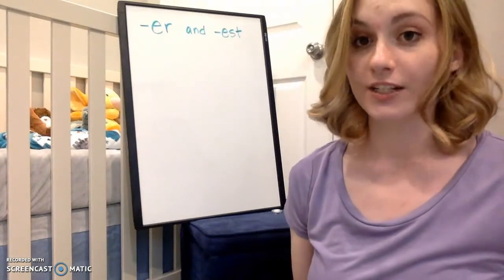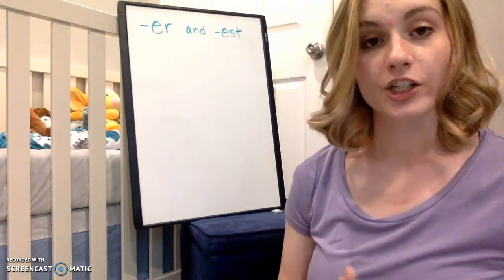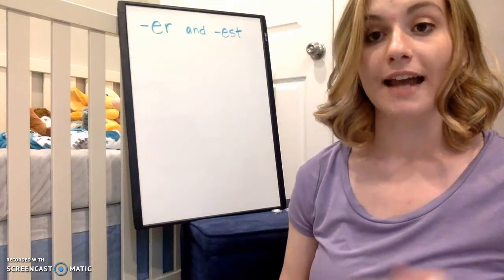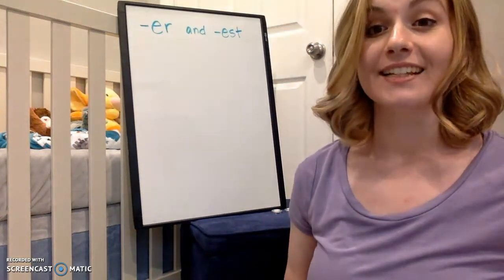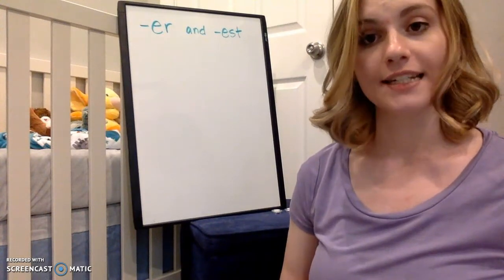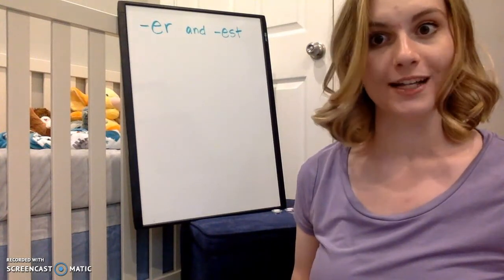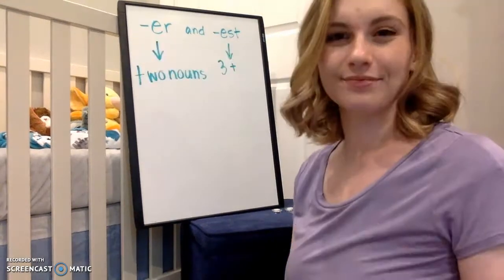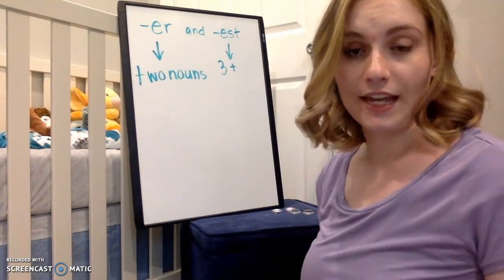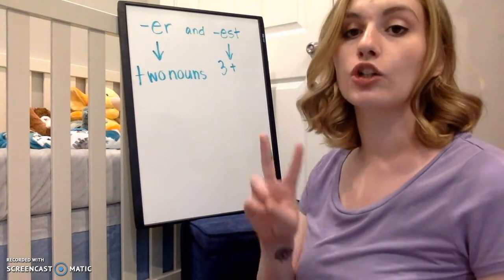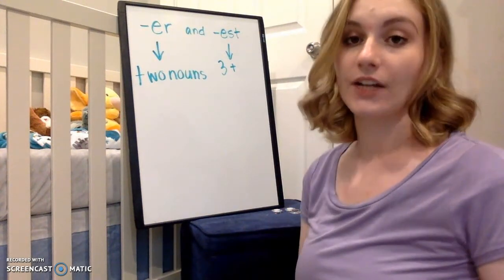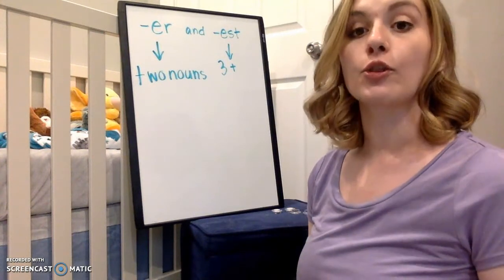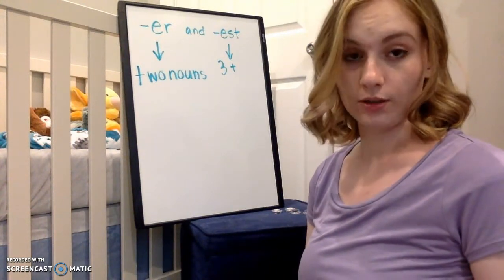Now that we know what adjectives are, we can actually make adjectives words that compare instead of describe by adding the suffixes er and est. Those are the ones we learned last week, so this is perfect, right? We use er at the end of an adjective if we're comparing two nouns. We add est to the end of an adjective if we are comparing three or more nouns.